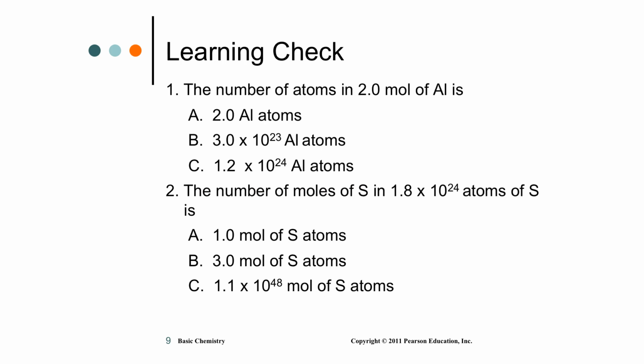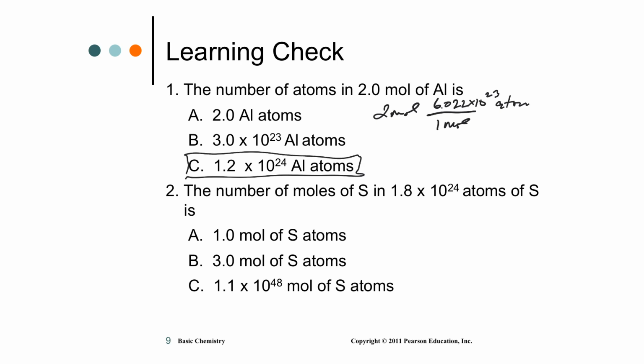The number of atoms in 2 moles of aluminum. Okay, well, I'm going to start with moles. So 2 moles of aluminum, and in 1 mole of aluminum, there's 6.022 times 10 to the 23rd atoms. Okay, so what is that? That's 2 times 6, so that will be 1.2 times 10 to the 24. You'd need a calculator, but you can kind of do that in your head. 2 times 6 is 12. So it's 1.2 times 10 to the 24.